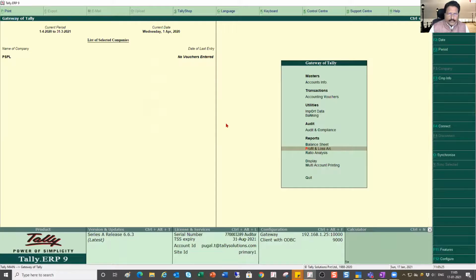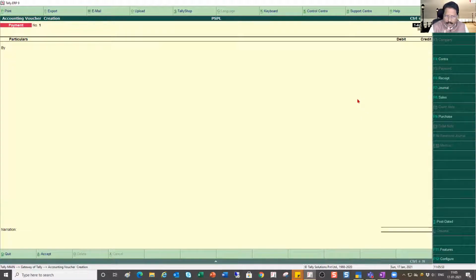So let me quickly share my screen. Now I have opened Tally, and this is the same company where we entered our opening balance in our previous session. We already understood the masters, and now we are going to see the accounting vouchers. When we go into accounting vouchers, we will see the different voucher types. The shortcut key for accounting voucher is V. I'm going to press V, and by default, Tally brings up the payment voucher.